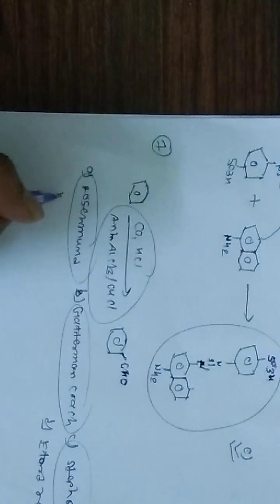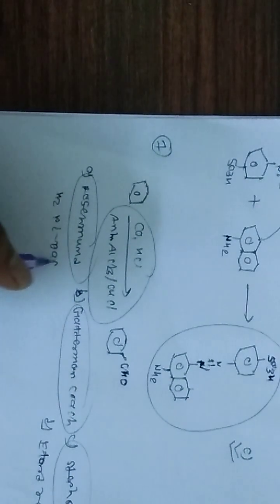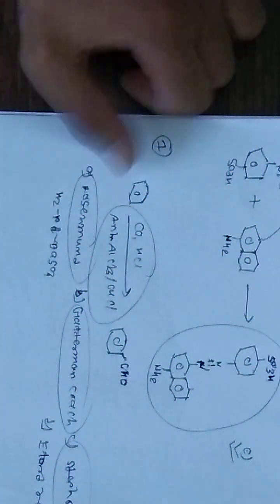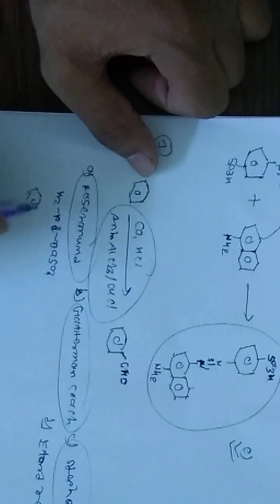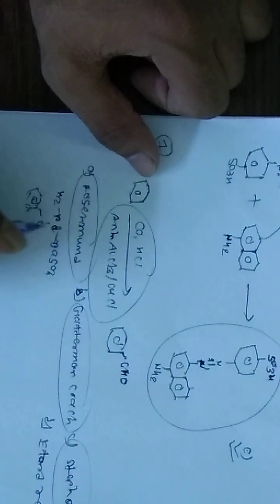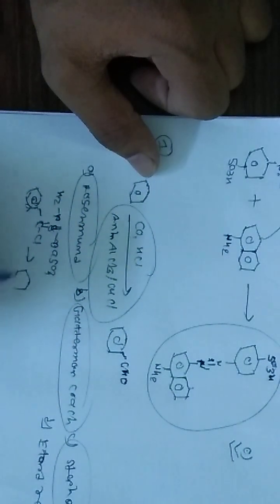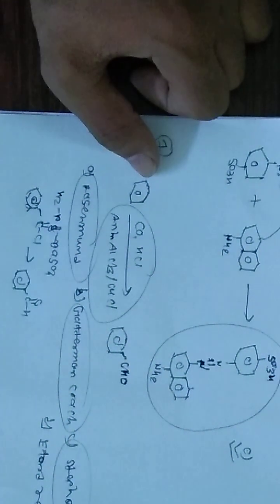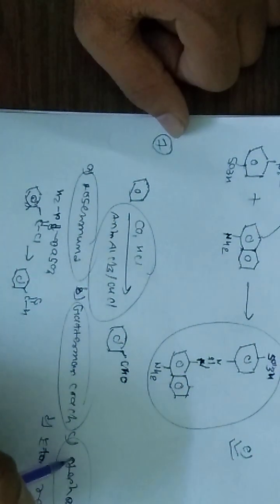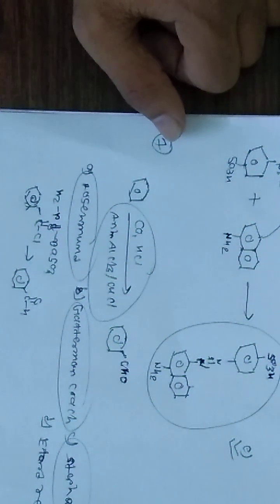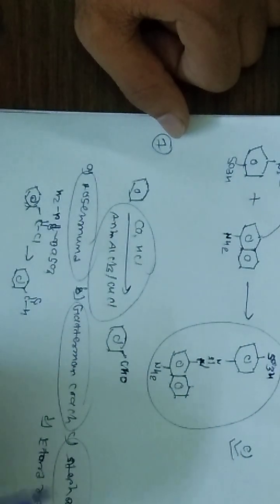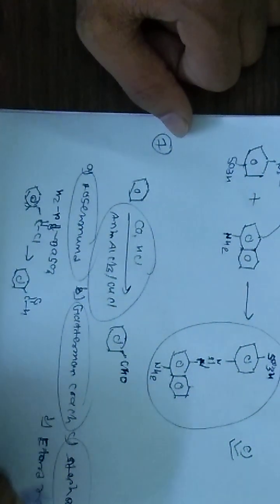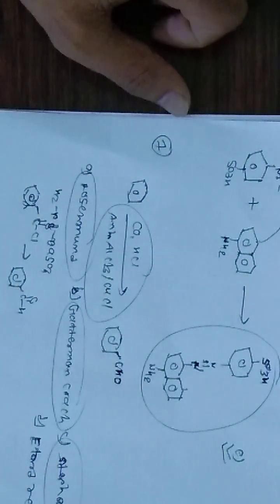In the Rosenmund reaction, H2 with Pd/BaSO4 is the reagent used to convert acyl chloride to benzaldehyde. And we have discussed the Stephen and Etard reactions in the previous video. If you want to see which reagent we used, you can go to the previous video and see which reagents are used in the Stephen and Etard reactions.